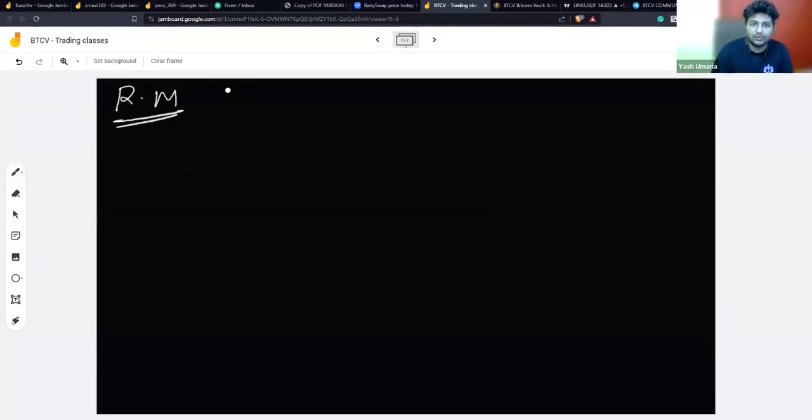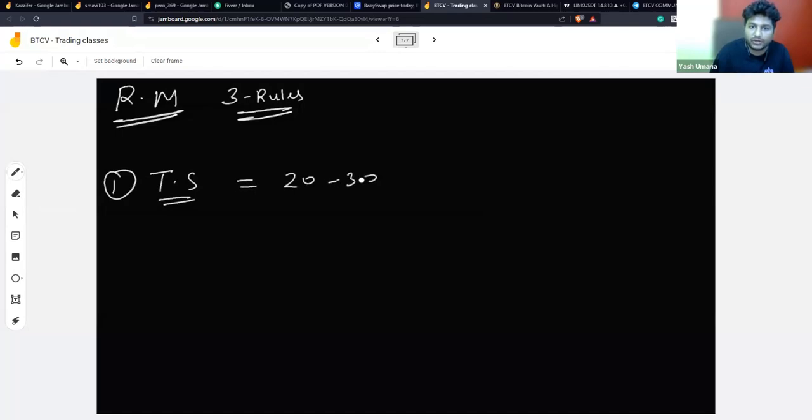So we have just three rules. Just three simple rules as a trader. The first rule is about trade size. Your trade size has to be somewhere between 20 to 30% of your account size, or it can be less than 20% also.